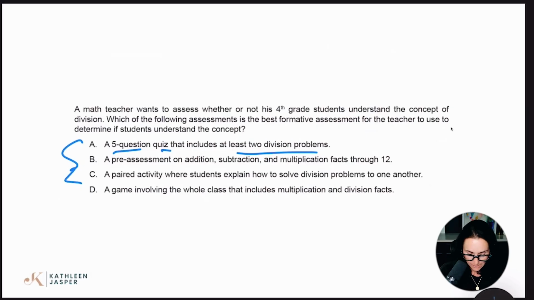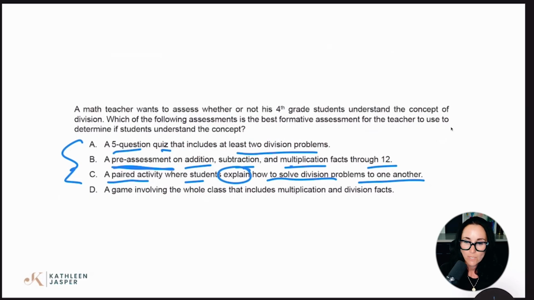B, a pre-assessment. All right, I like a pre-assessment because we can figure out preconceptions, misconceptions, and all that. On addition, subtraction, and multiplication facts through 12. All right, prerequisite skills, important. C, a paired activity where students explain how to solve division problems to one another. This sounds like critical thinking to me. If I have to explain how to solve division problems, I have to have a relatively high level of understanding. I like C just based on what we're requiring the student to do.